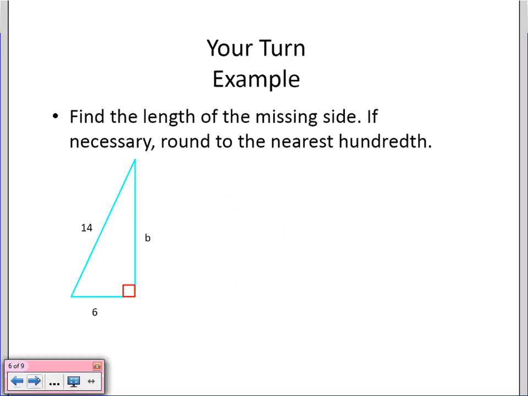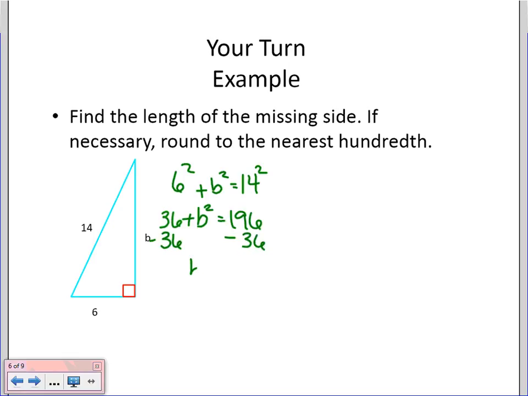Okay, this is your turn. I want you to try this one as best as you can and replay me when you're ready for the answer. So we plug in 6 squared plus b squared equals 14 squared. 36 plus b squared equals 196. Subtract 36. b squared equals 160. Square root, those cancel. b equals 4 square root 10, or approximately 12.65.